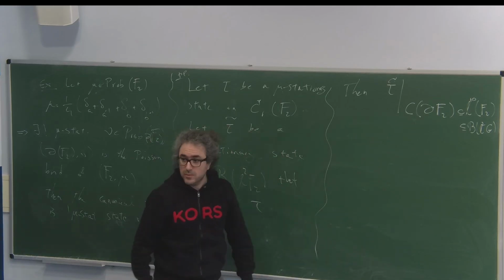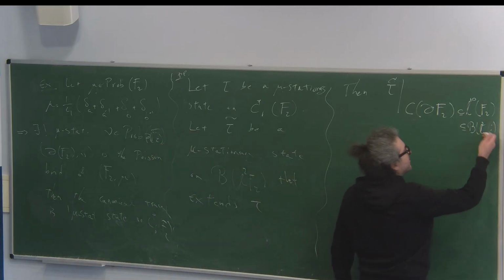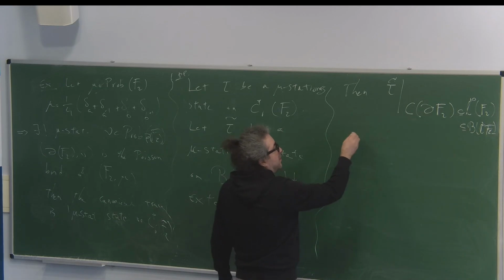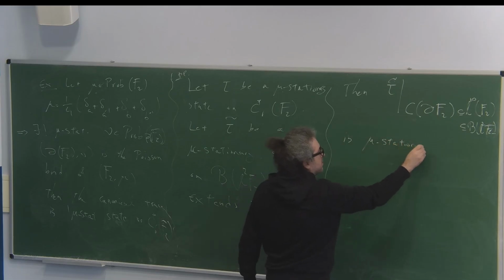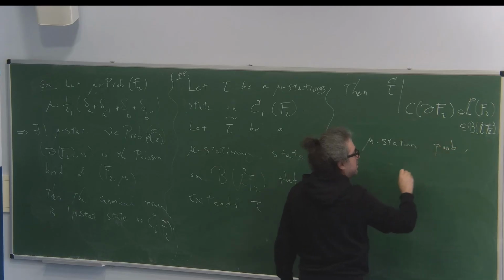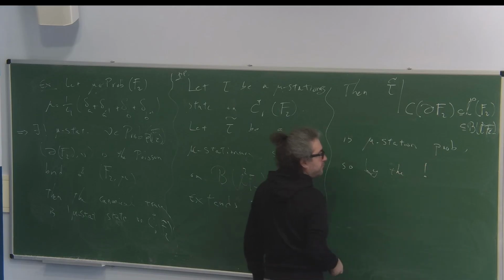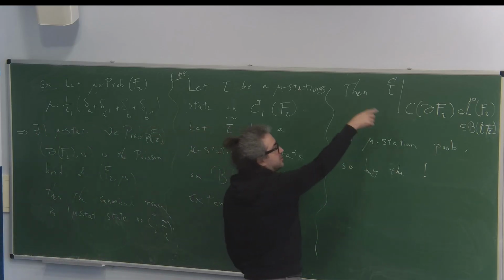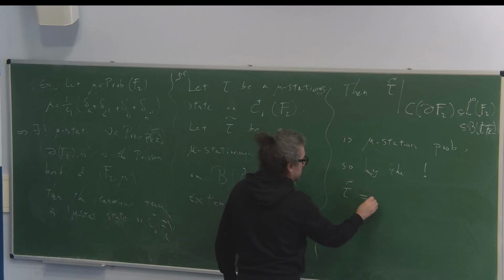So G is F2. Say it again. G is F2. Where is G? Oh, G is F2. Oh, of course. Thanks. So this is a mu stationary probability. So by the uniqueness that I mentioned, this restriction is just nu. So tau tilde is the same as nu on this algebra.